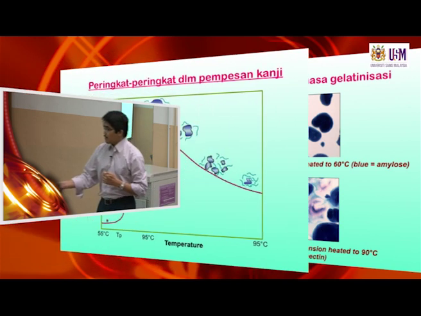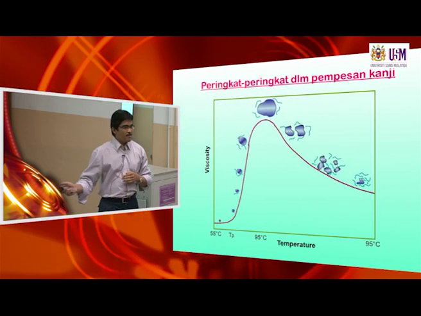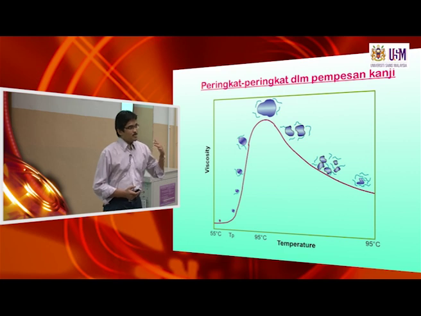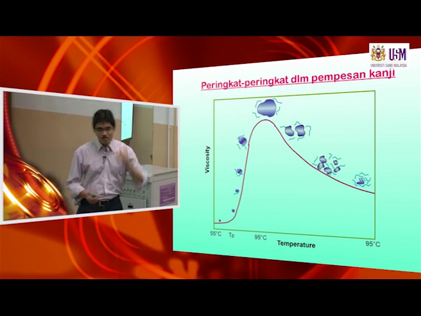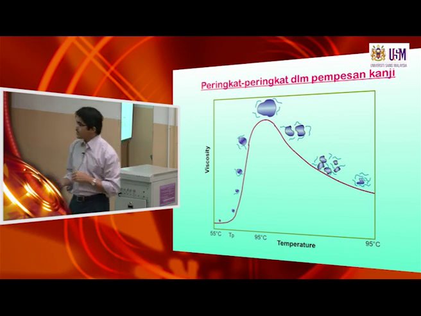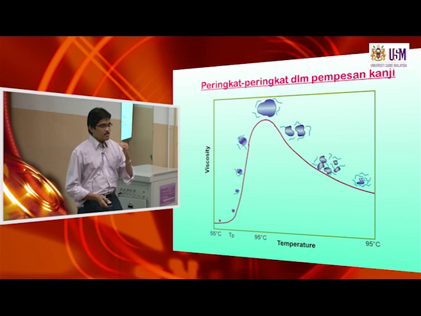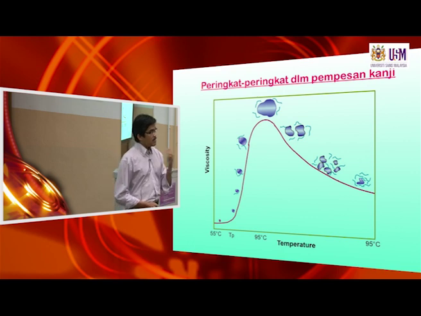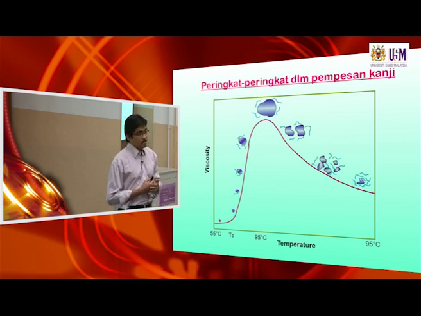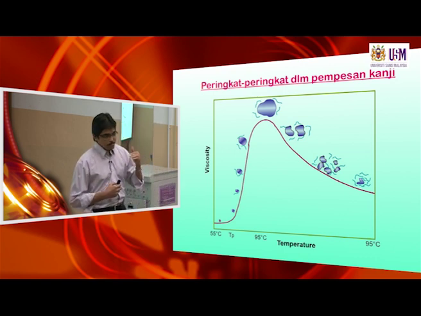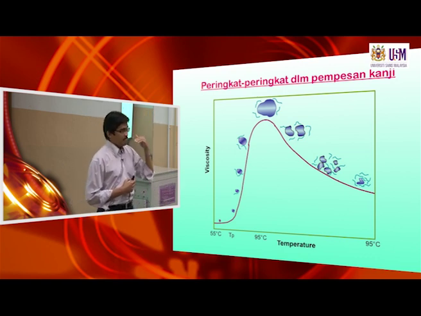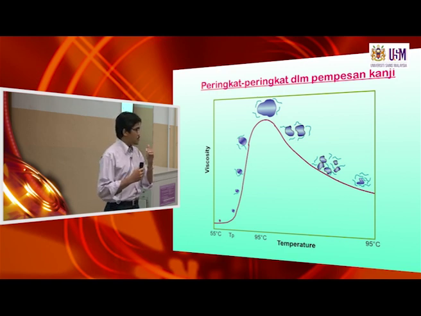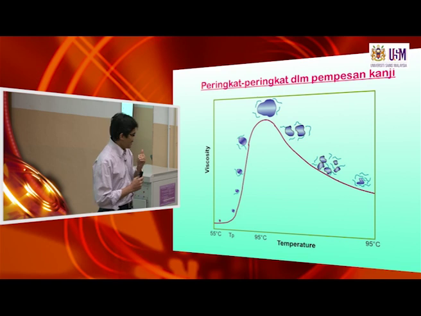So this graph starts from 55. If we plot from room temperature, then you see only a flat line. So we start from 55 when the granule starts to swell a little bit. And this is the temperature. Usually the instrument can be programmed to heat at a constant heating rate, maybe a few degrees per minute. Then usually we heat up until 95. So 95 degrees, oops, Lihun. You sleepy?